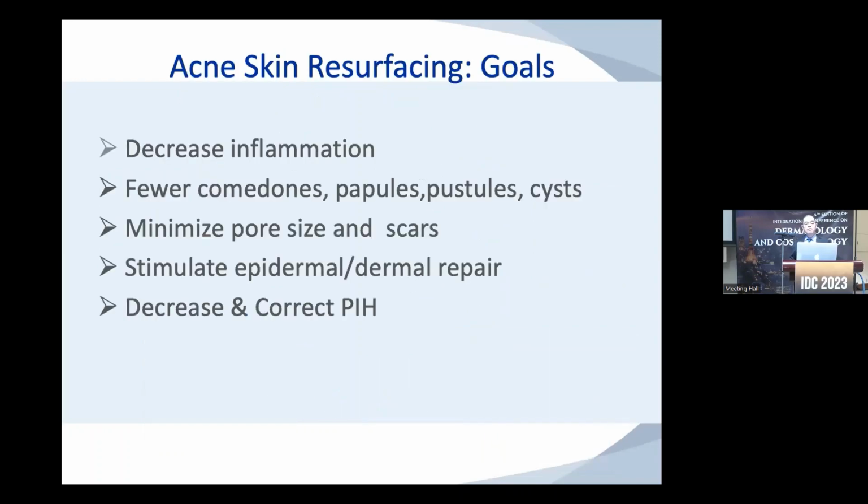So the goals of acne treatment for skin resurfacing are to decrease inflammation, to reduce comedones, papules, pustules and cysts, to minimize pore size and scars, to stimulate epidermal and dermal repair, and to decrease and correct PIH. It's post-inflammatory hyperpigmentation.